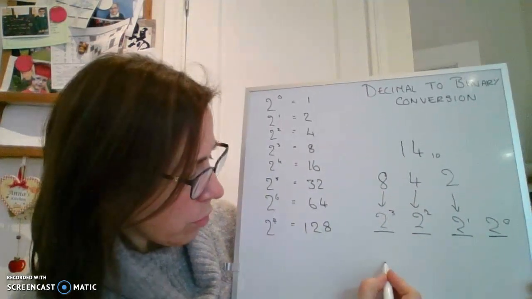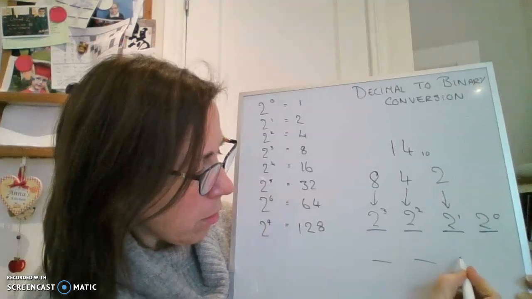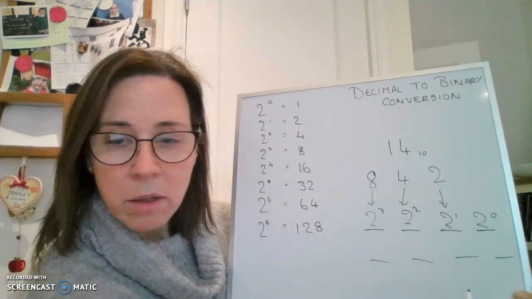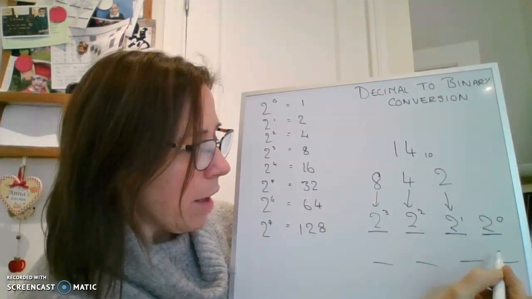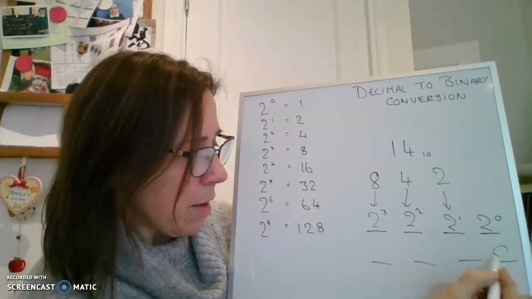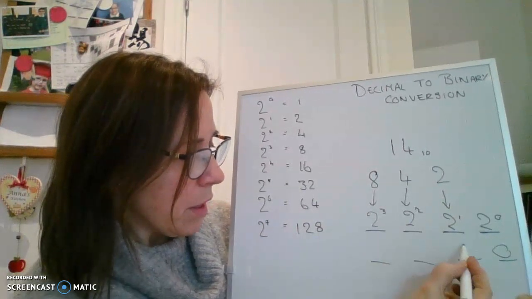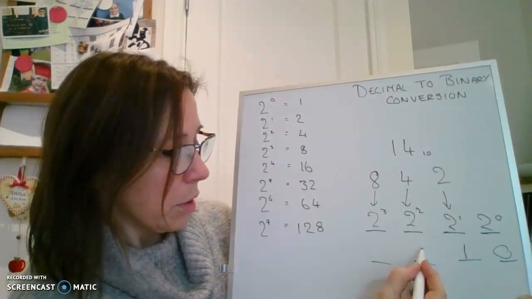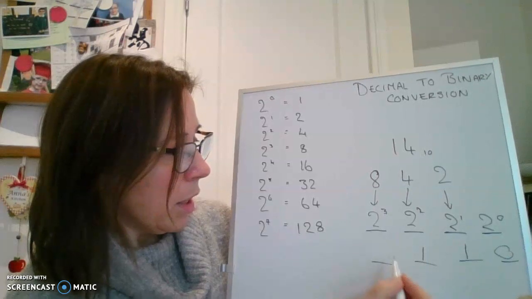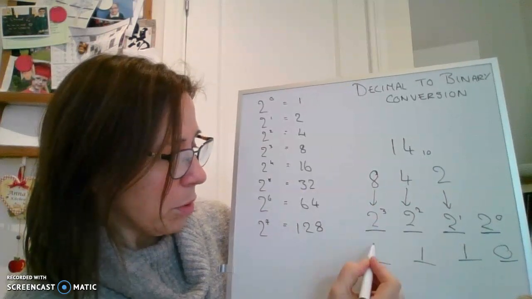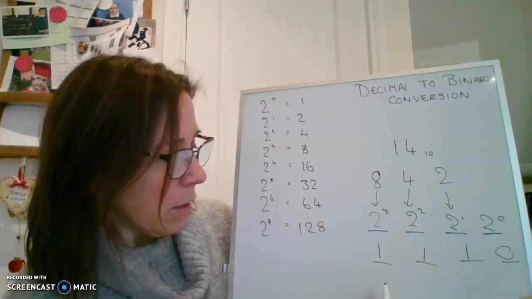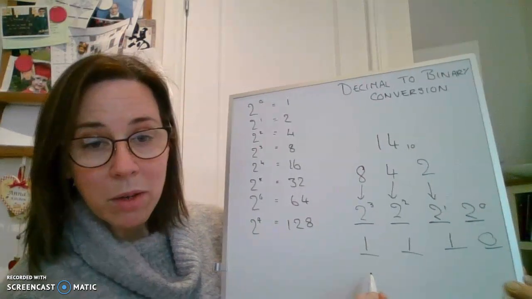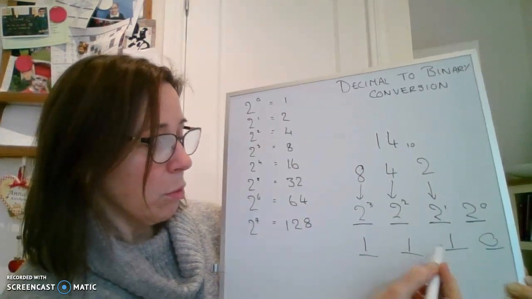Okay, so if I draw a couple of lines underneath there again, hopefully they're underneath, something like that. So we have nothing here. We do have something here. That's a 1. We need this 2. We need this 4, so we have a 1 in the 2 to the power of 2 place as well. And we need an 8, so we put a 1 in the 2 to the power of 3 place. And the number that we get in binary is 1110.